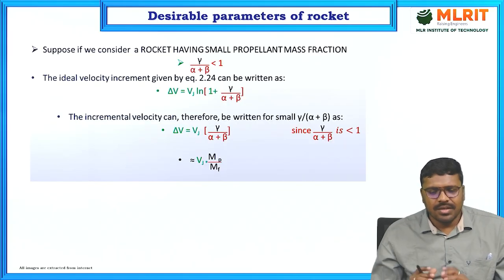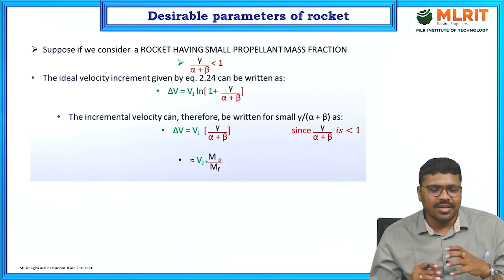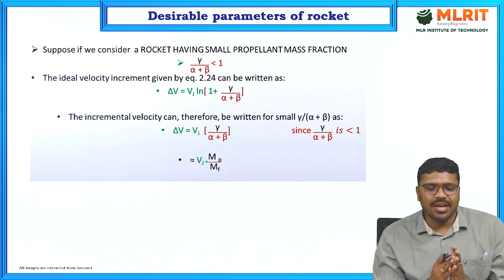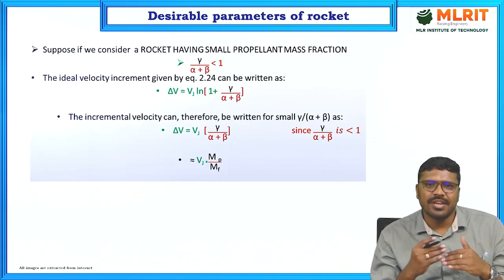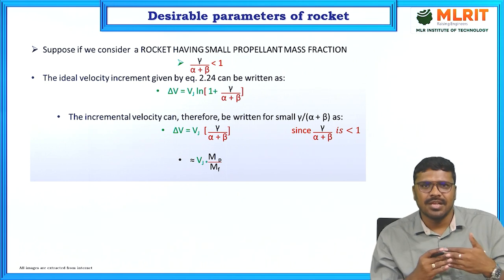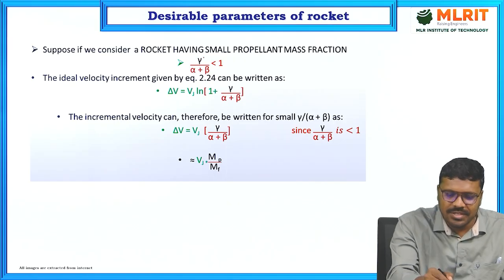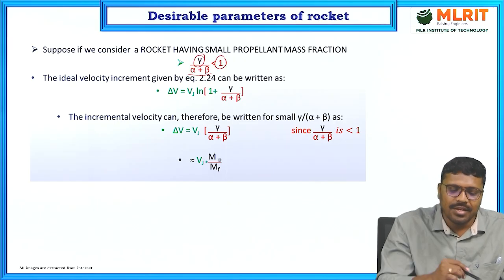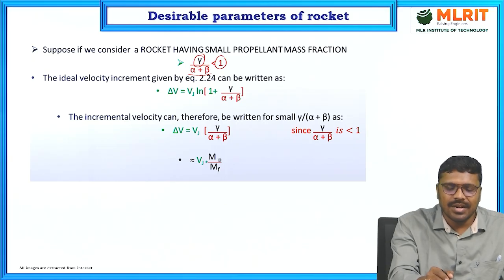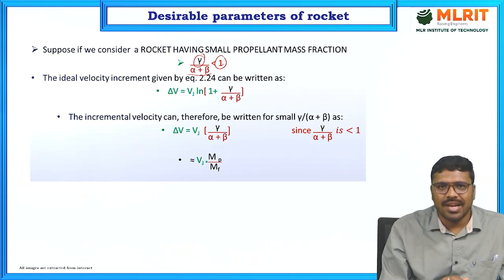Next, suppose you consider a rocket with a small propellant mass fraction, where the propellant mass is very small compared to the other masses like structural mass and payload mass. Then gamma by (alpha plus beta) is very small, so I can write gamma by (alpha plus beta) as less than 1.